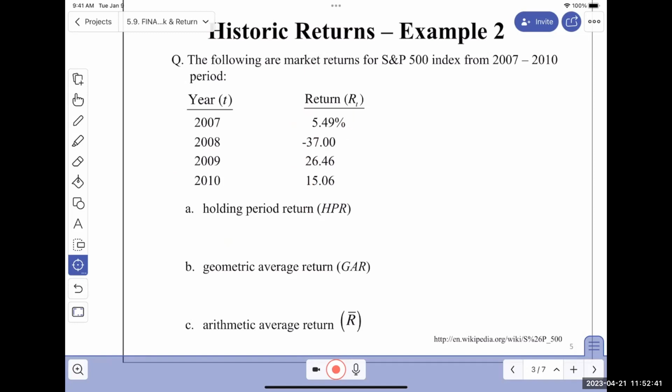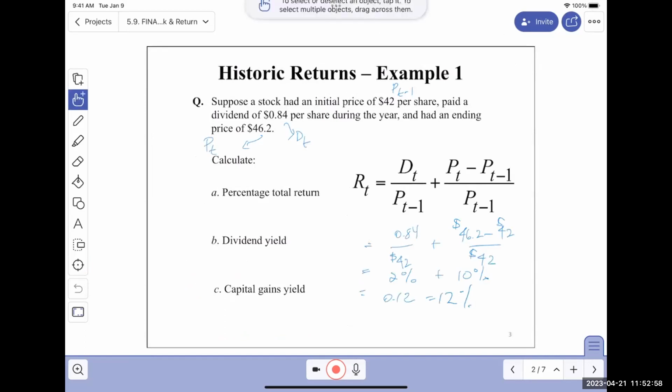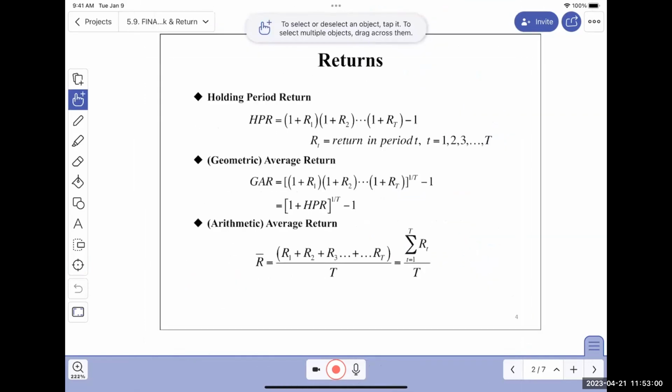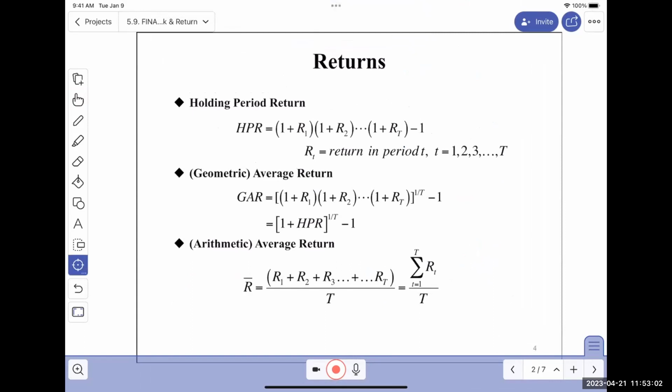Then you might also want to know, on average, every year, how did the market perform? So you can get what's called a geometric average return. And then there's a regular arithmetic average return. I want you to calculate each of these. Okay, so where's the formula for this? The formula for this is here. Okay, so these are the formulas here.